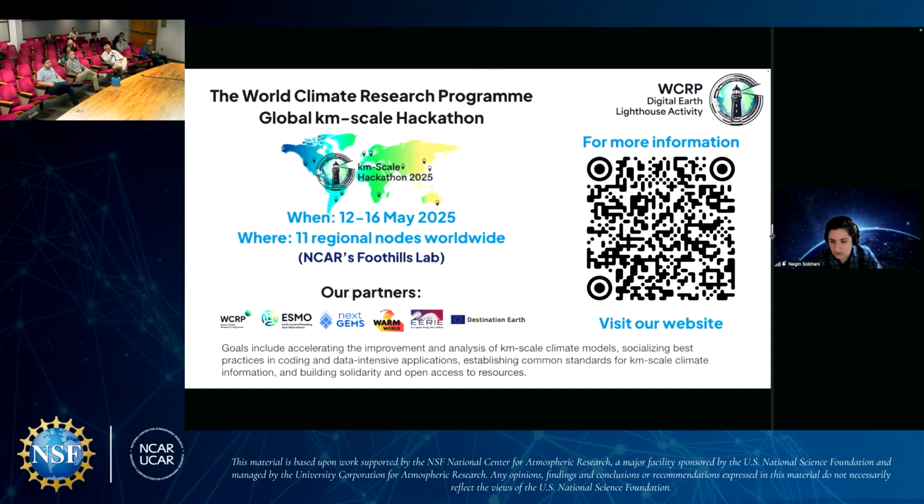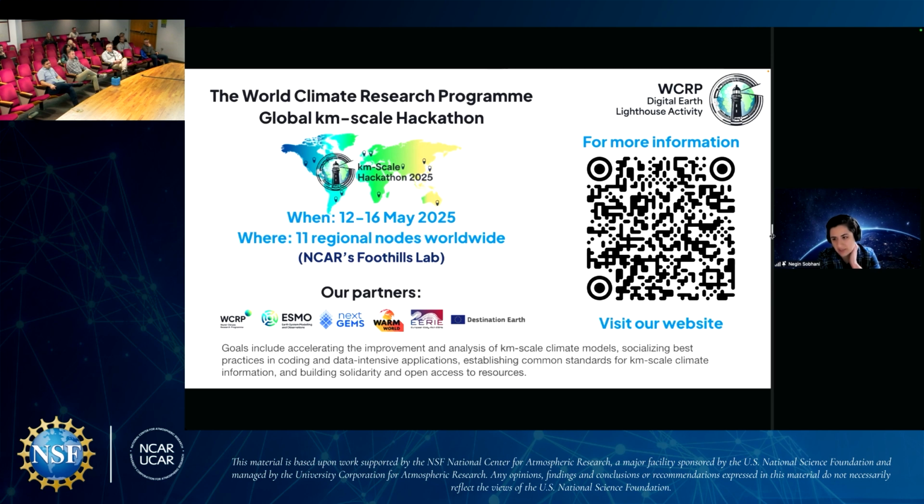And last but not least, we have the Digital Earth Hackathon, which is a global hackathon being organized between different institutions, and NCAR is one of the participating centers and organizations. This is organized for May of 2025, and the NCAR site is NCAR's Foothill Labs. I've added a QR code for this event. Please feel free to check it out.